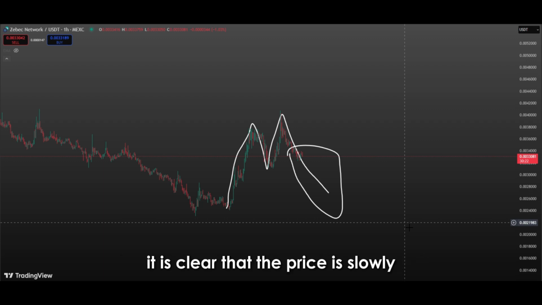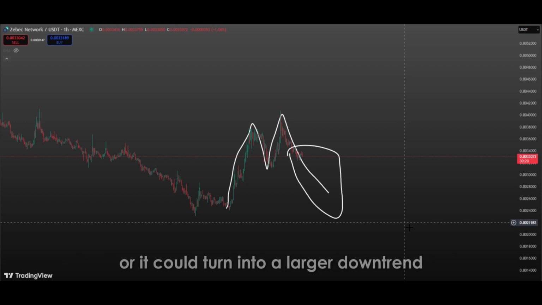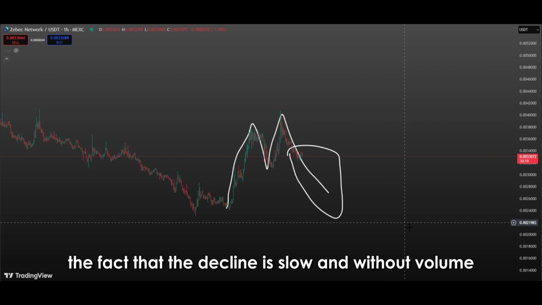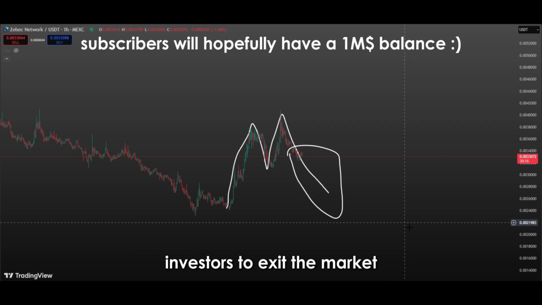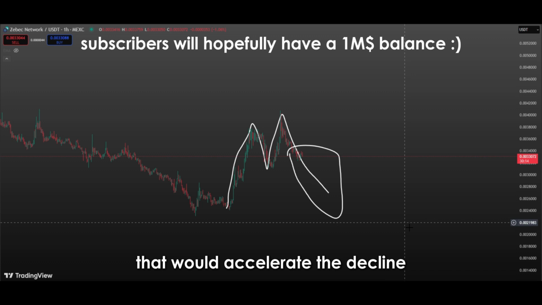At the moment, it is clear that the price is slowly starting to trend downwards after the second top. This trend could be a correction, or it could turn into a larger downtrend if the support point is broken to the downside. Moreover, the fact that the decline is slow and without volume suggests that this pullback may encourage more investors to exit the market, which could trigger a second wave of selling that would accelerate the decline.